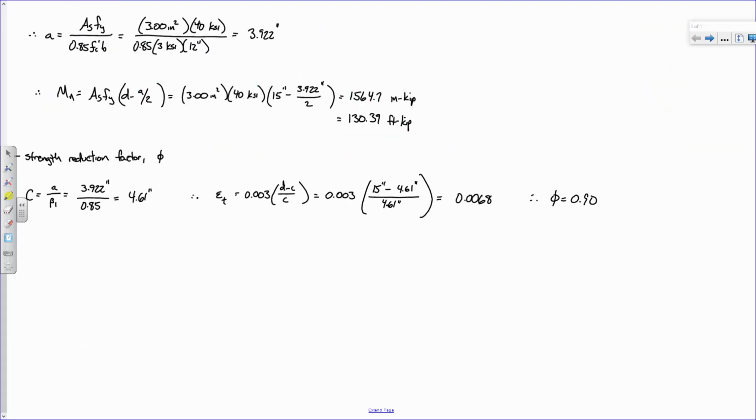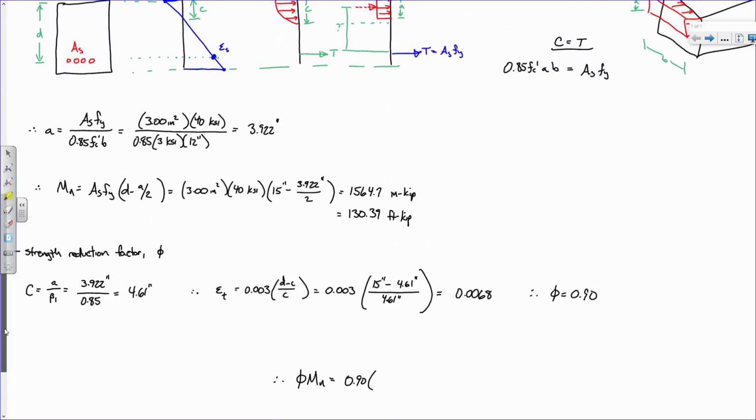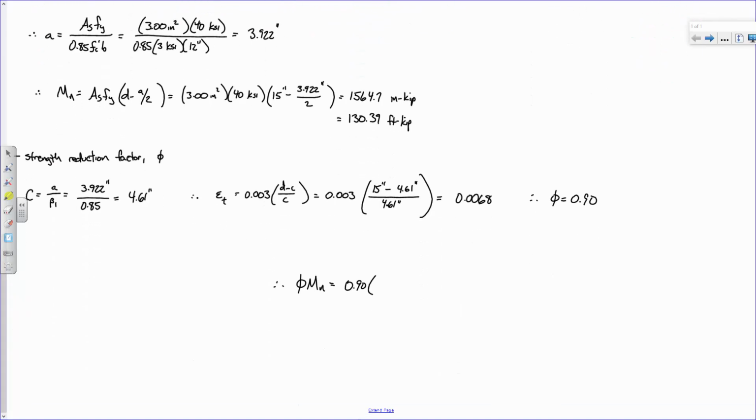So if phi is 0.9, what is phi Mn? It's 0.9 times, what do y'all give me? 130.39? We'll just do that. That's the nice thing about the FE, but we should be close enough. Are we good? That's not too bad.